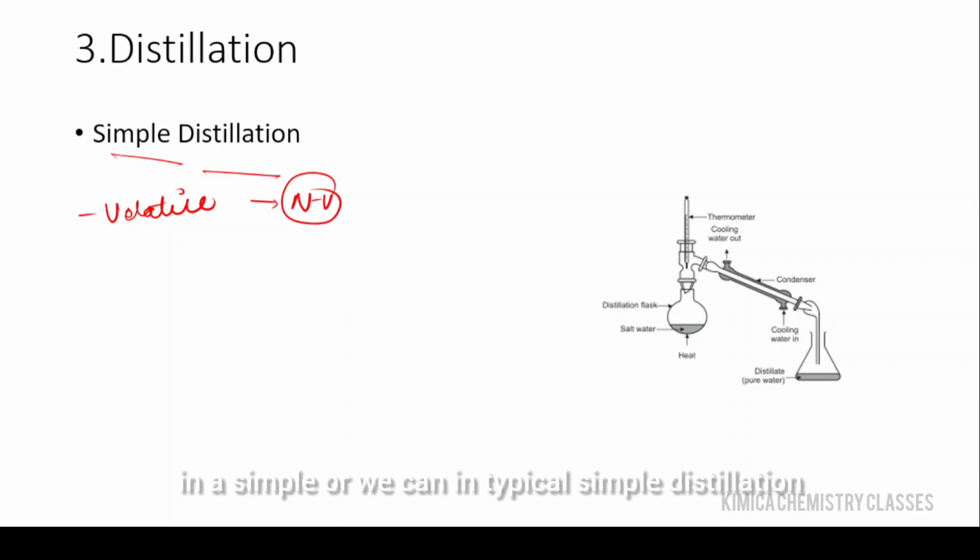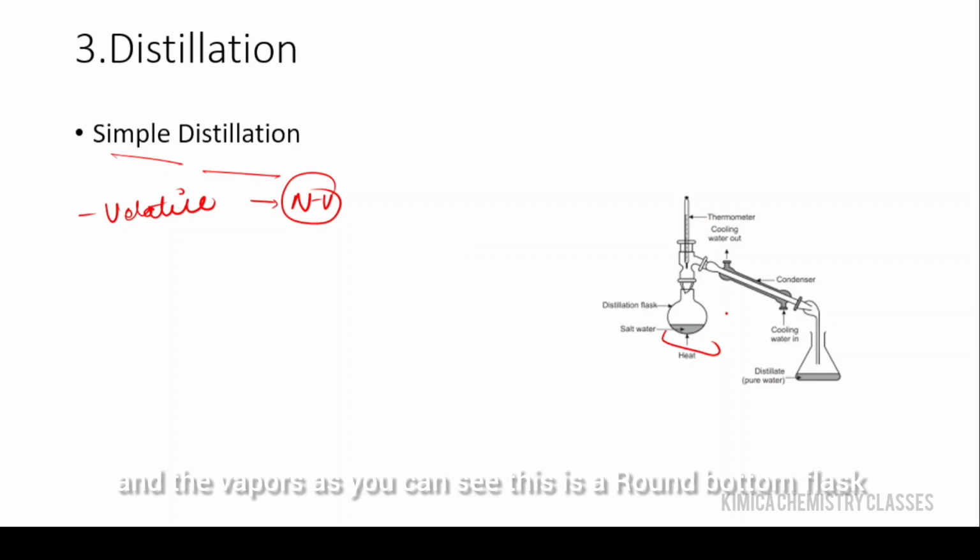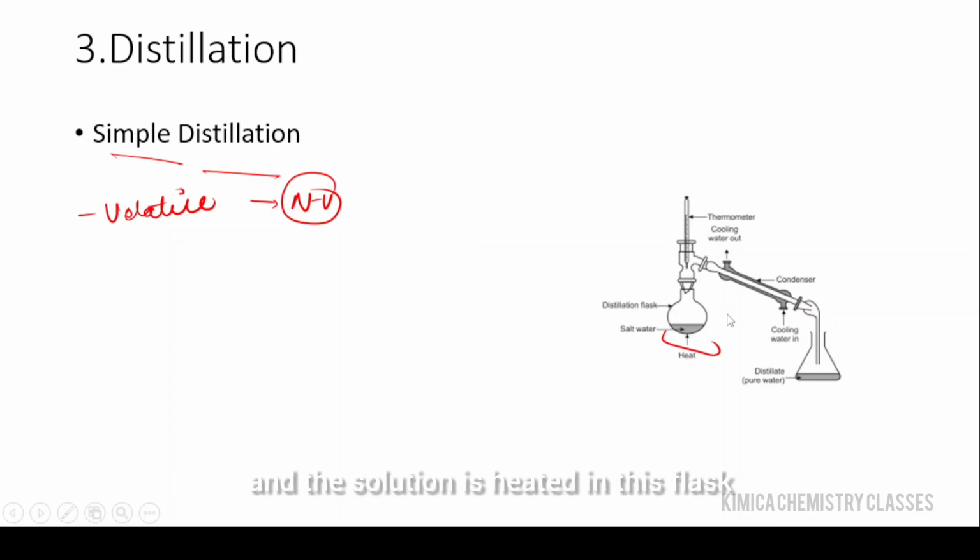A typical simple distillation setup is like this, as you can see in this picture. The liquid mixture is heated in a round bottom flask, and the vapors formed rise and pass into the condenser. This is the condenser. The vapors pass into this condenser.